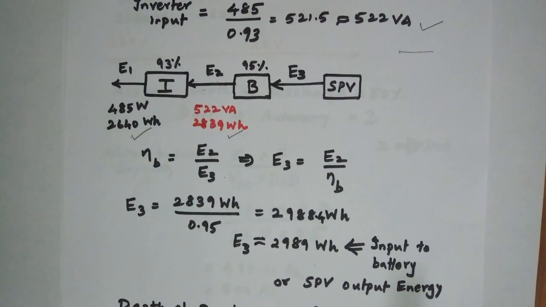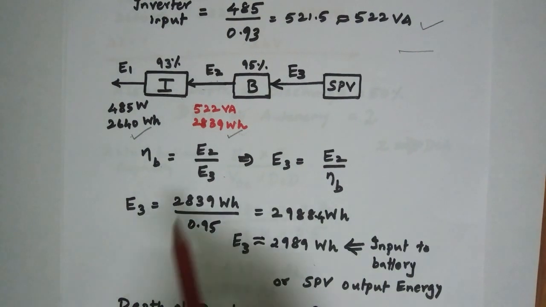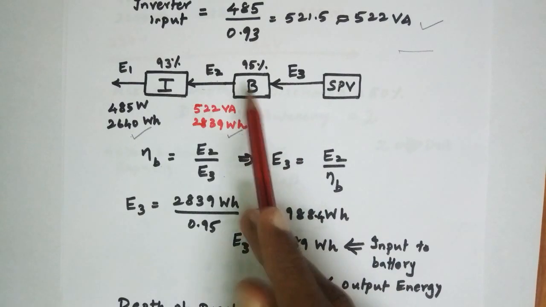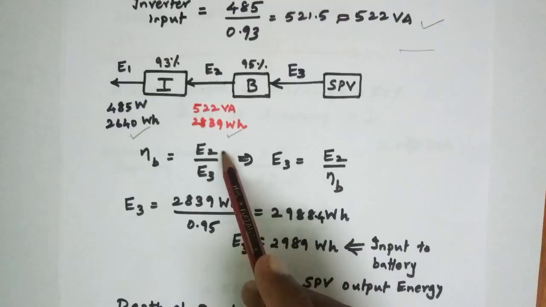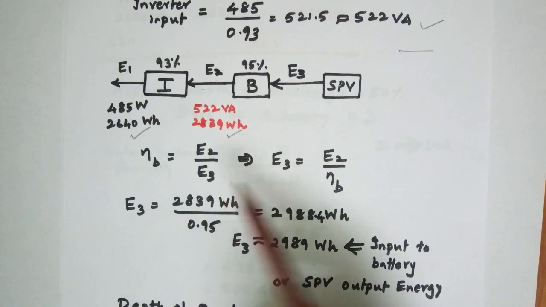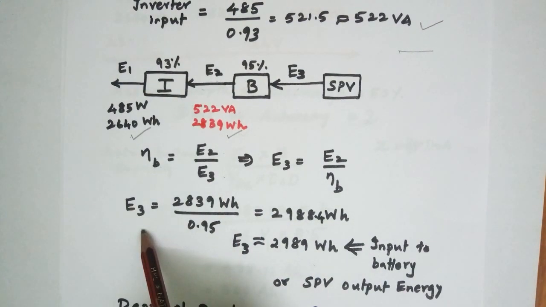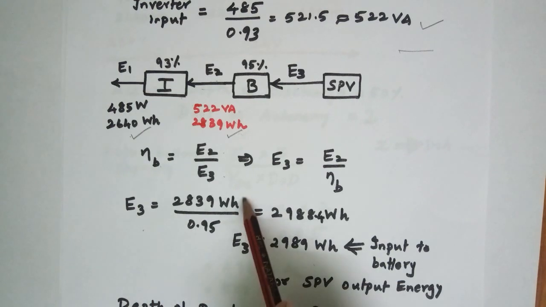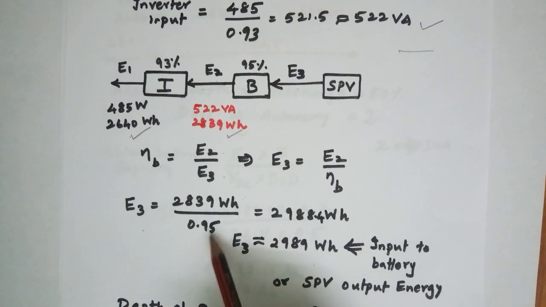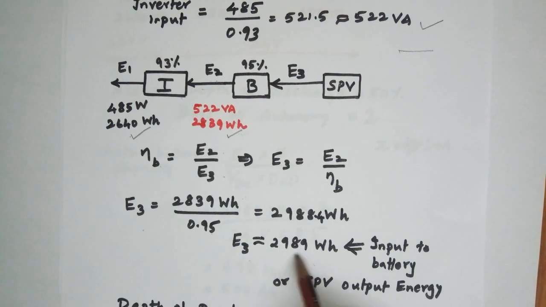I have considered the battery efficiency to be 95%. So efficiency is given by output by input. Output is E2 and input is E3. From this calculate E3. You know E2 and the battery efficiency. So E3 comes around 2989 watt hour. So this is the input to the battery, or you can say it is the solar PV output energy.